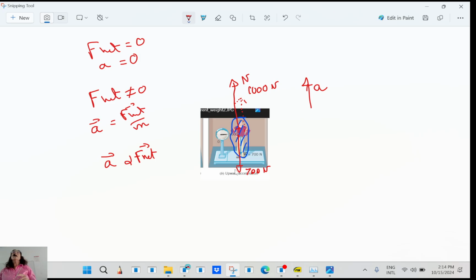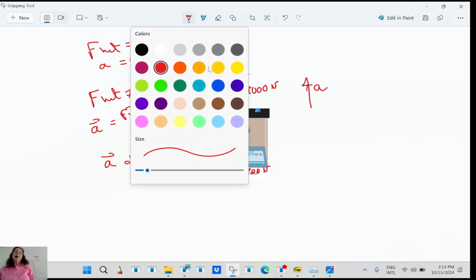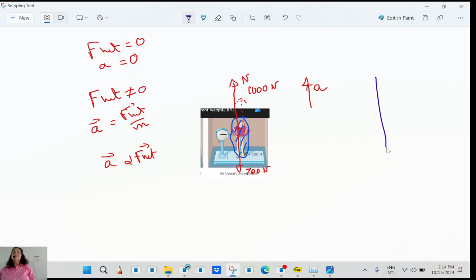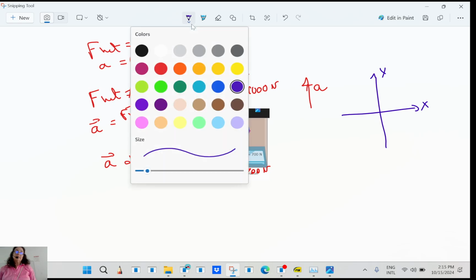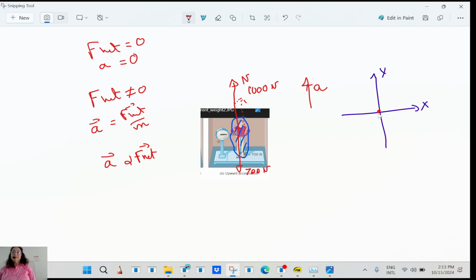300 which way? Up. Okay, so I'm going to make a free body diagram, because physicists do not know how to draw. So we take an XY coordinate system. We take this guy here in a bag, shrink him to a dot. I'm going to say, okay, so you have 1000 up and then 700 down. Okay, so what's going to be the net force?